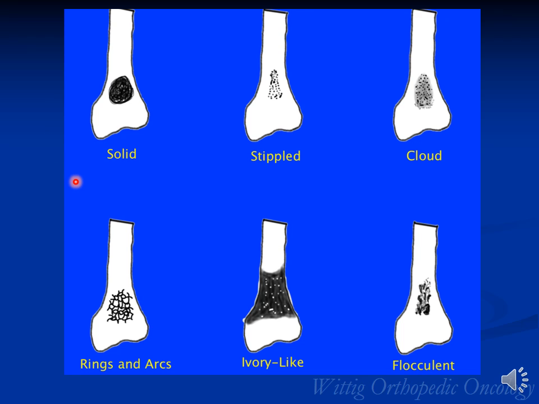These are your different types of ossification and calcifications. This is just showing you schematically what they can appear like. Your solid, your ivory-like, and your cloud-like are more consistent with ossification, where you get this dense marble-like ossification or white area in the bone. It can appear more like this with some areas which look like conversion canals or more cloud-like. And you can have flocculent, stippled, or ring and arc type calcifications.